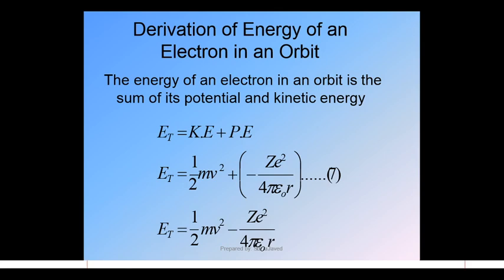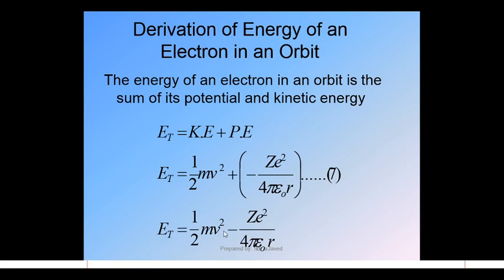Now you can find out the energy of an electron in an orbit. We know that the total energy is the sum of kinetic energy and potential energy. Kinetic energy, you know, is half mv square. And what is potential energy? Potential energy is 1 by 4 pi epsilon 0 q1 q2 by r. So q1 is Z into e, q2 is minus e. So Z e square with a negative sign. So potential energy is minus Z e square by 4 pi epsilon 0 r. So that is the expression for total energy.